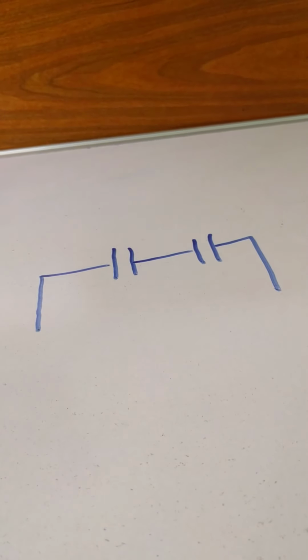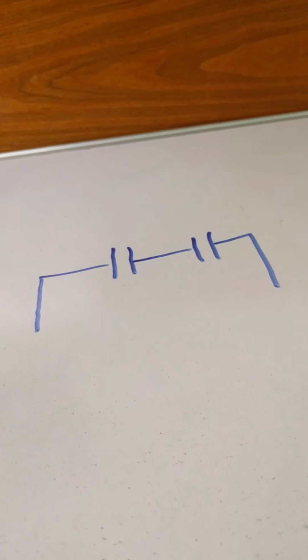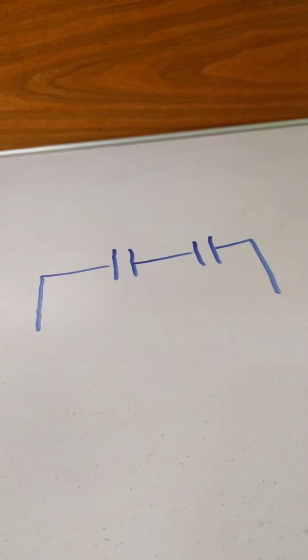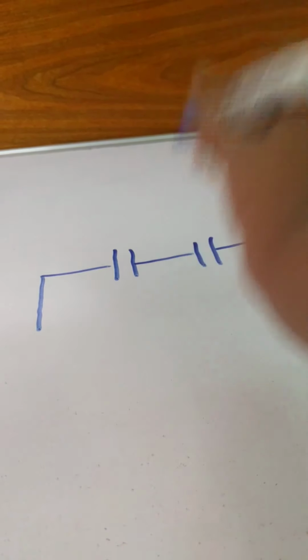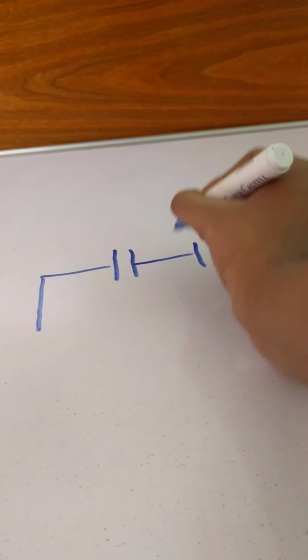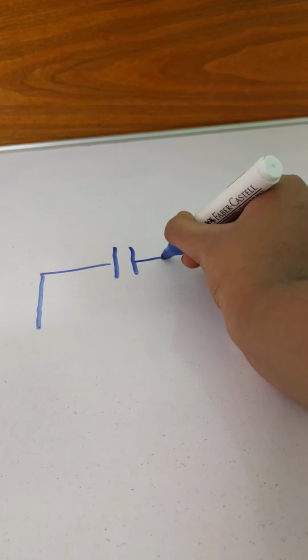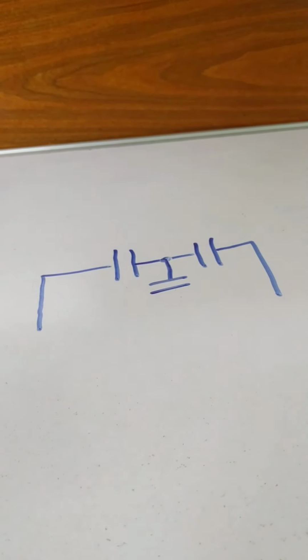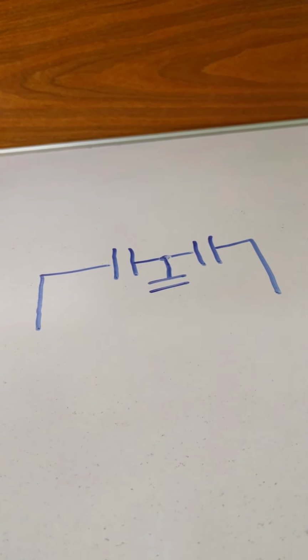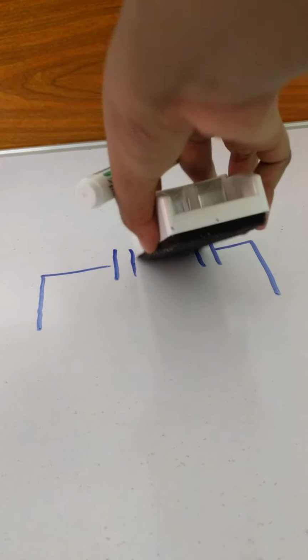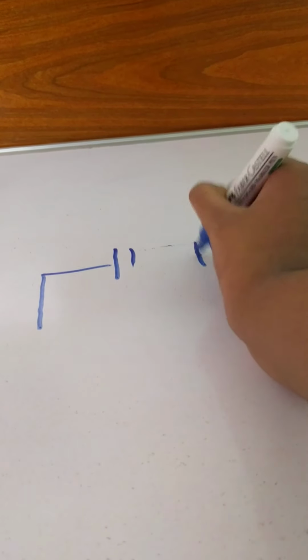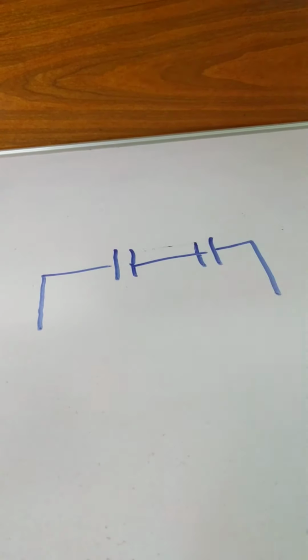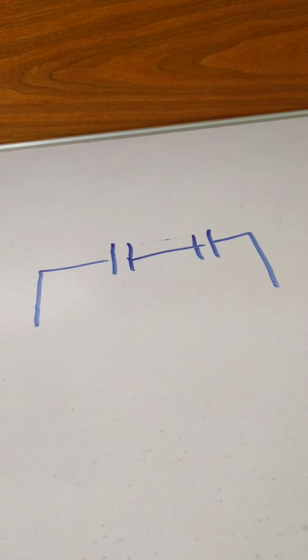Now if these two are in series, how? There's one main important part in series. If two things are in series, there should be no junction in between. What is a junction? If I take this part and connect it with some other, this is not in series. There should be no junction in between them. Then only it's in series.